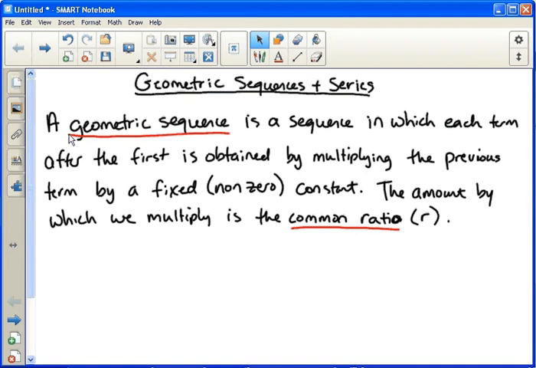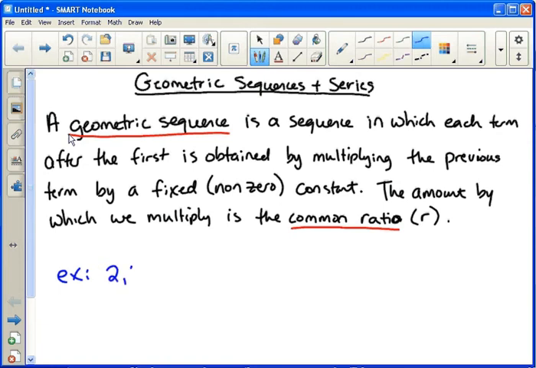So a very simple example of a geometric sequence would be 2, 4, 8, 16, 32, 64, and so on. Obviously here we're multiplying by 2 each time. Our first term was 2 and we multiplied every term after that by 2 to get our number.